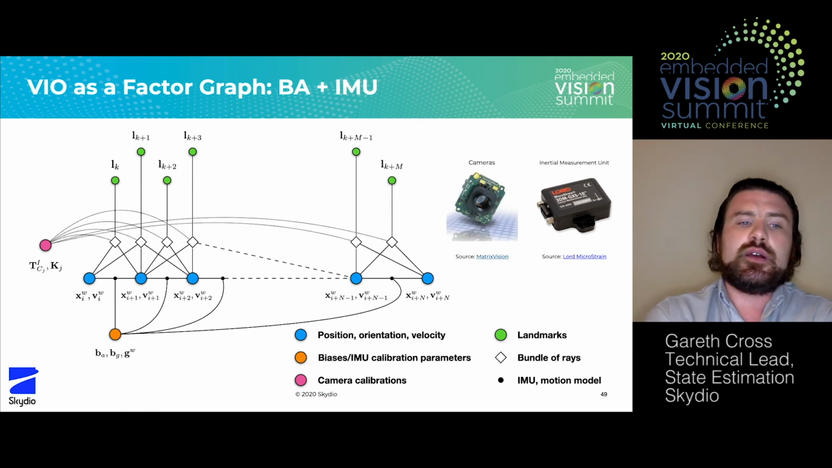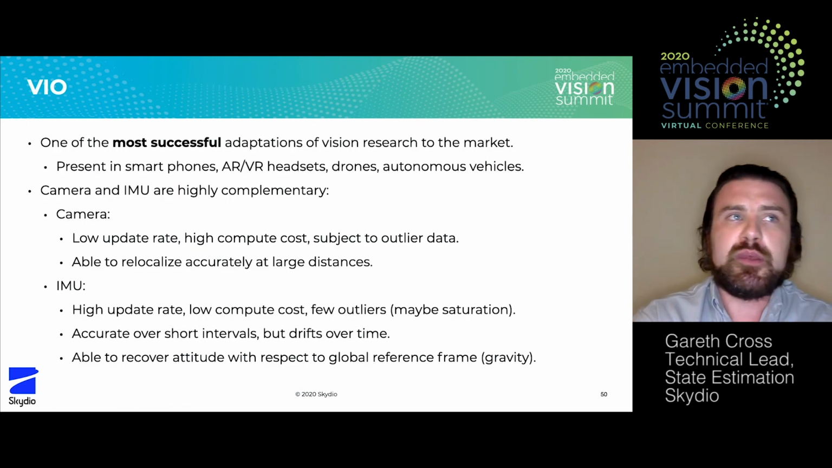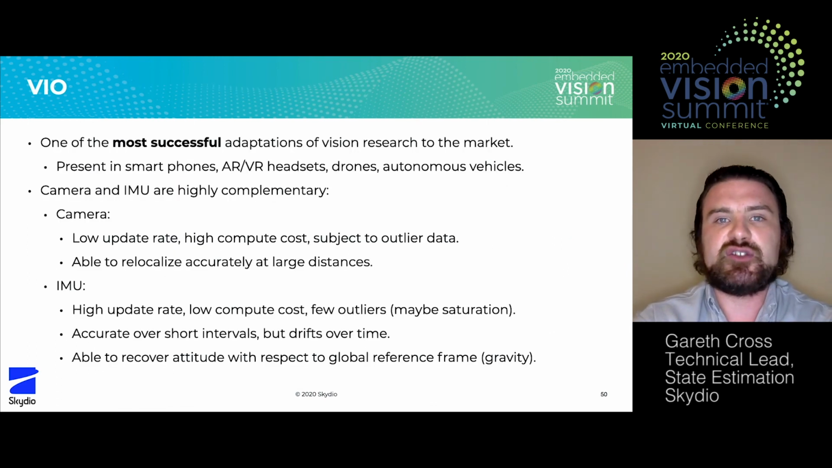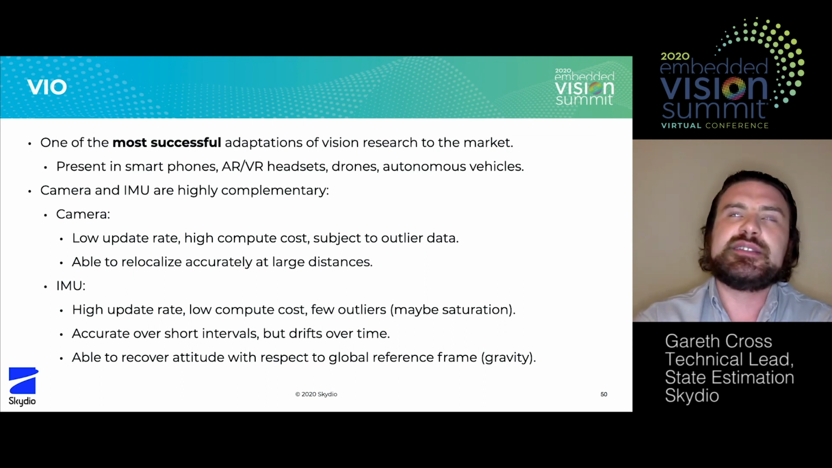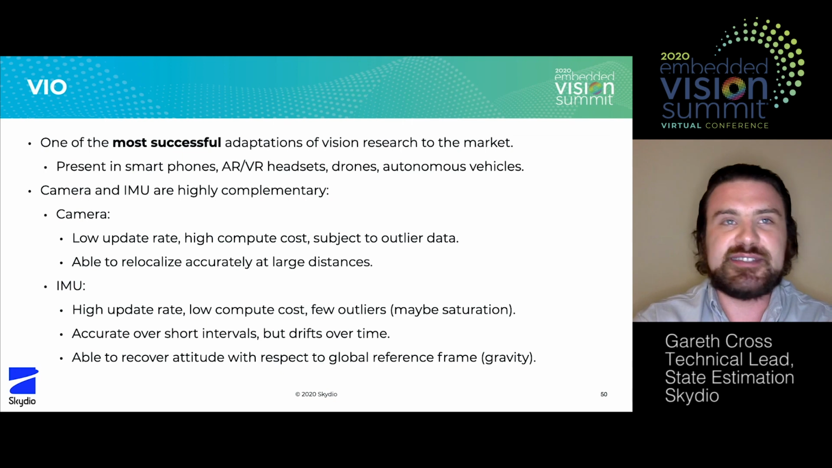So VIO really is probably one of the most successful adaptations of vision research in recent years to consumer or industrial markets. It's present in smartphones in the form of ARKit, for example, in your iPhone. It's present in Oculus headsets. It's present in drones like the Skydio drone. It's present in autonomous vehicles.